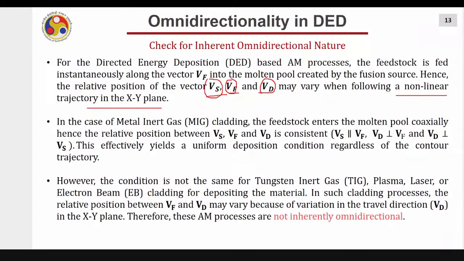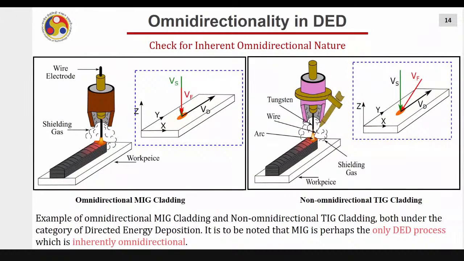Of course. Now in the case of metal inert gas cladding, MIG cladding based process, the feedstock enters the molten pool coaxially. Meaning to say, I have already explained this, it is given here again. This is the wire, right? This is the MIG welding wire. This wire itself is creating the arc, right? And if the wire itself is creating the arc, hence the vector Vs, meaning the vector corresponding to the source of energy, and the vector corresponding to the feeding of wire will be coaxial.